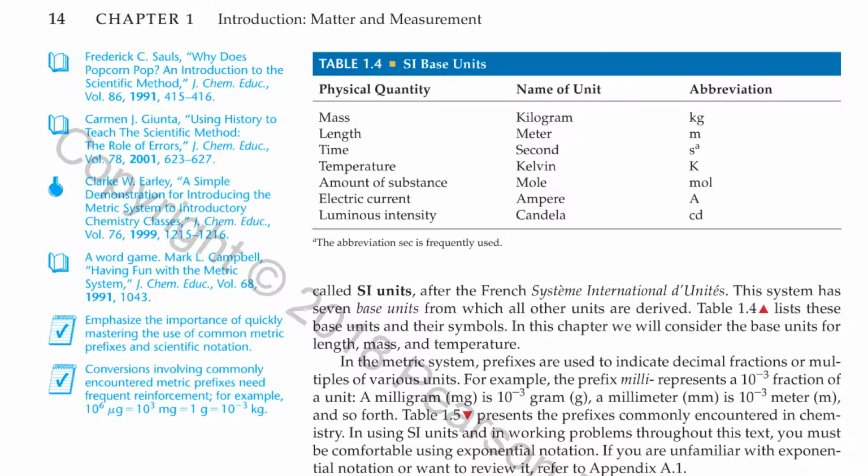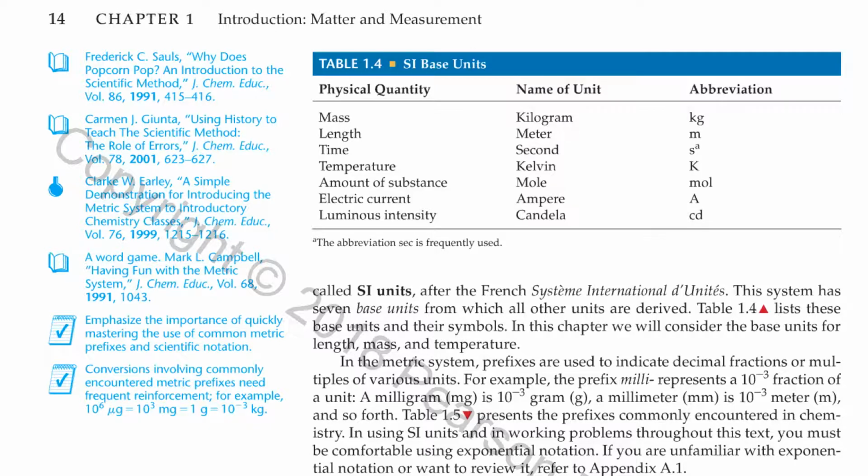The unit of mass is the kilogram. The unit of length is the meter. The unit of time is the second. The unit of temperature is the kelvin. The amount of substance is the mole. The electric current is the ampere. And the luminous intensity is the candela.